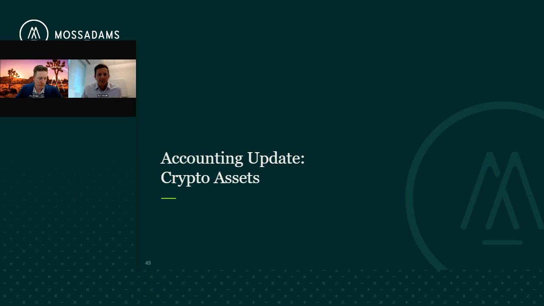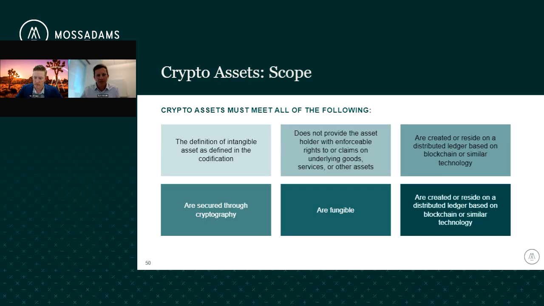All right. Enough about CECL. The next slide we're going to talk through very quickly is on crypto assets. There was a new standard issued, 2023-08, related to the scope, accounting, presentation of crypto assets. So this does not impact the recognition, measurement, or derecognition of these assets. The standard clarified the scope of the assets. It must meet all of the following 6 criteria that are on this slide.